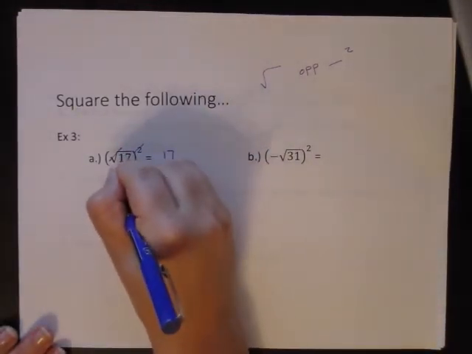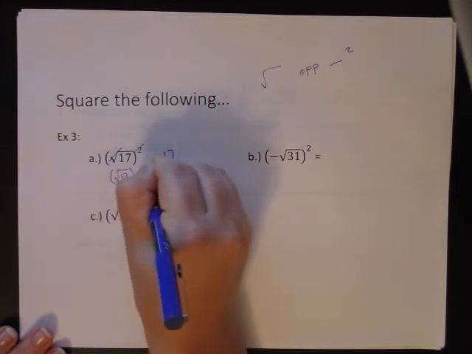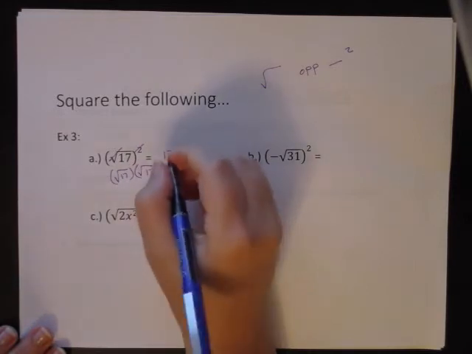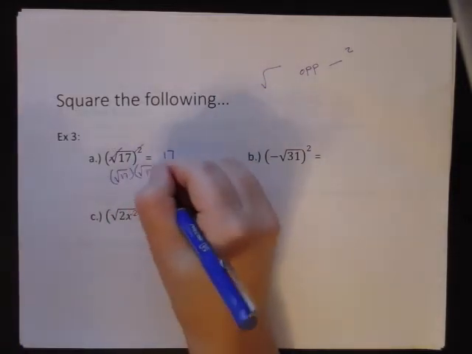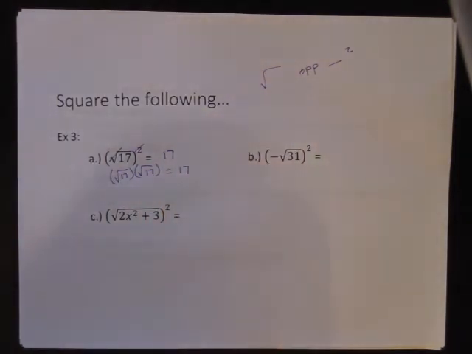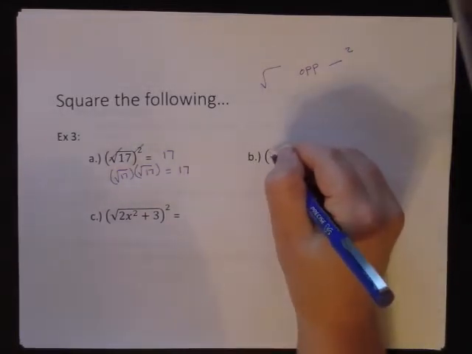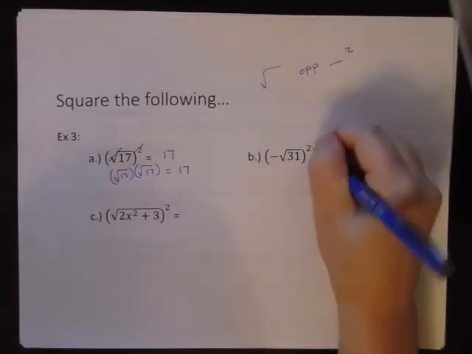What you can do is you can go the square root of 17 times the square root of 17, and you can multiply that out. But we know a square root times that exact same square root will give me just 17. Okay? So now let's look at b. I've got in parentheses negative the square root of 31, parentheses squared.